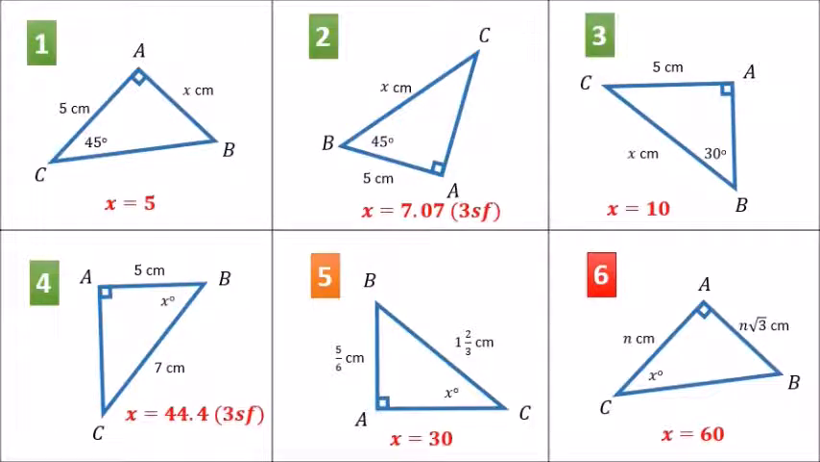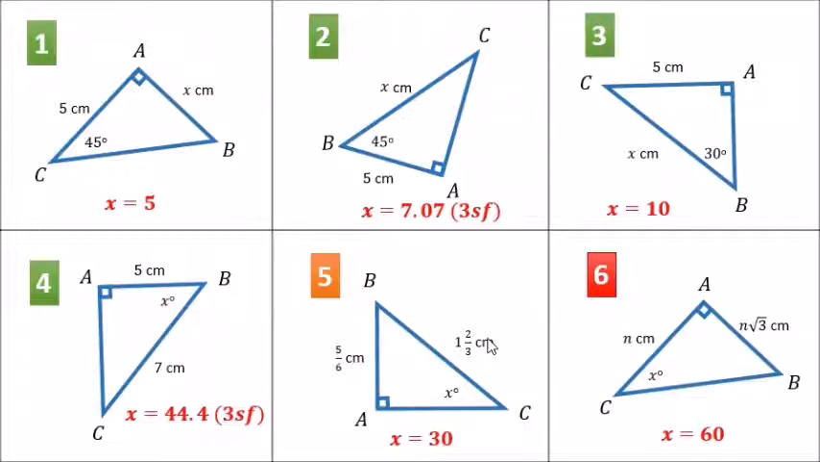So here are the answers to those questions. Question 1, we should get x is equal to 5 using the tan ratio. Question 2, we get x is 7.07 using the cosine or cos ratio. And question 3, we have x is equal to 10 using the sine ratio. Question 4, we are again using the cos ratio because we have our adjacent and hypotenuse, so we get x is 44.4 to 3 significant figures.